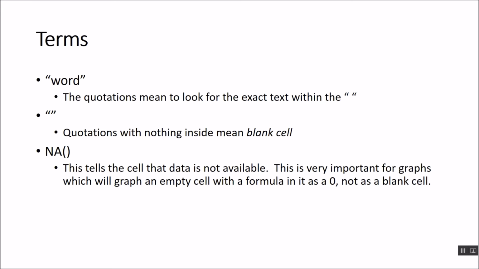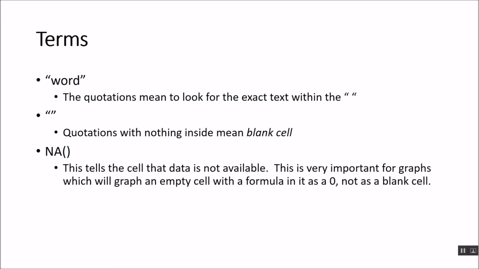The next one that we have is the quotation marks with nothing inside. This means that it's a blank cell. So the way we'll be using this is telling the equation if the cell is blank by using these empty quotation marks, then we'll have it do something specific. Another thing that we'll use is NA followed by a closed parentheses. So this tells the cell that data is not available.